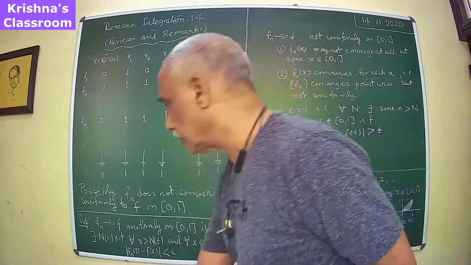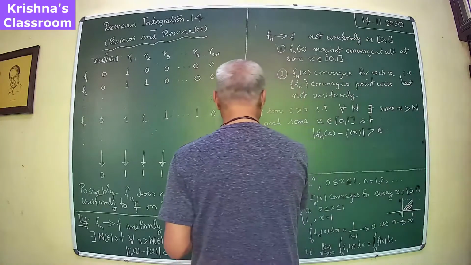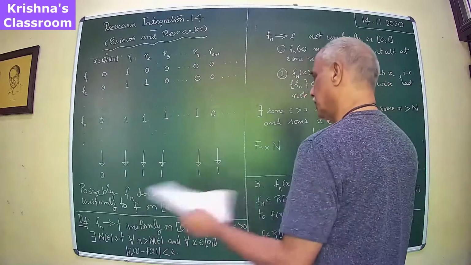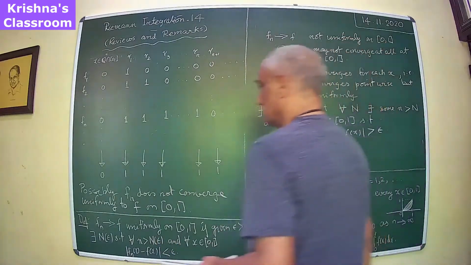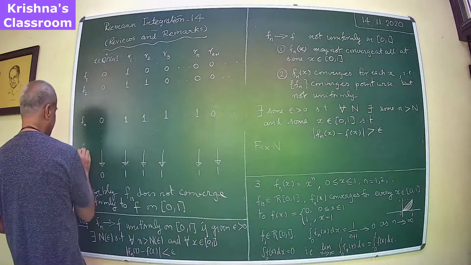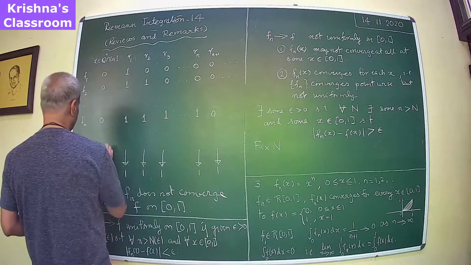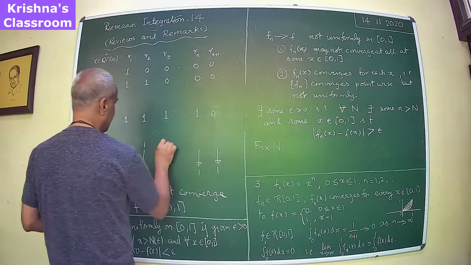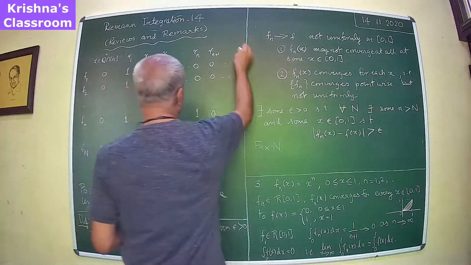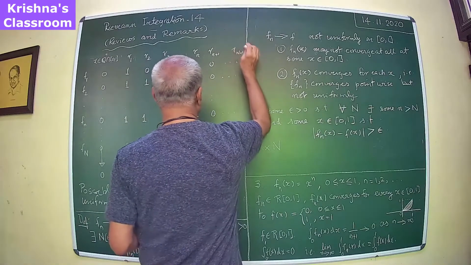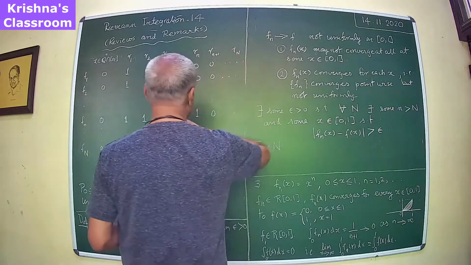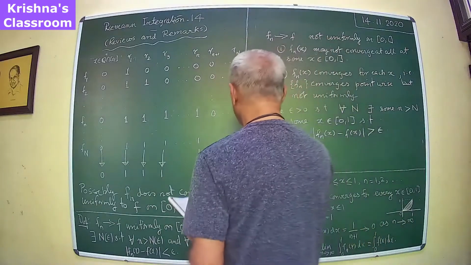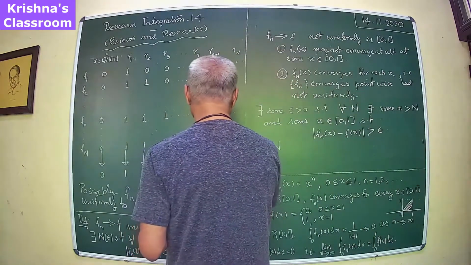Now let us see this. We fix n, because it should be true for every n. So we choose an arbitrary n. Let me write here f of n. What is f of n? F of n is 1 here, 1 here, 1 here, up to Rn plus 1, up to Rn it is 1, and 0 beyond that.